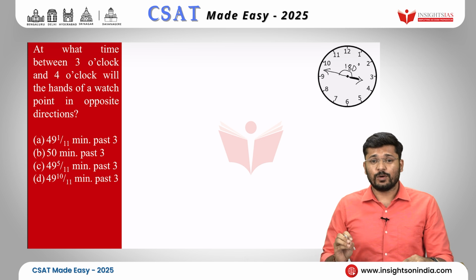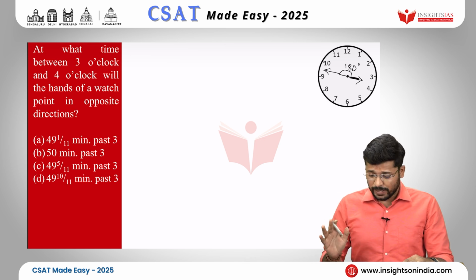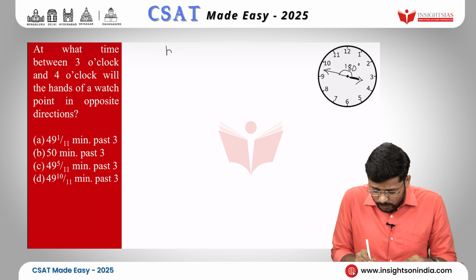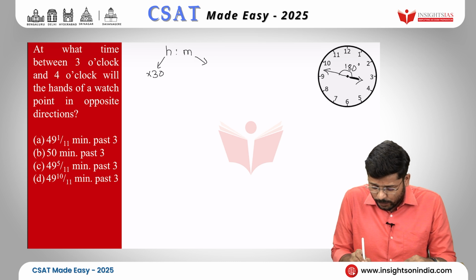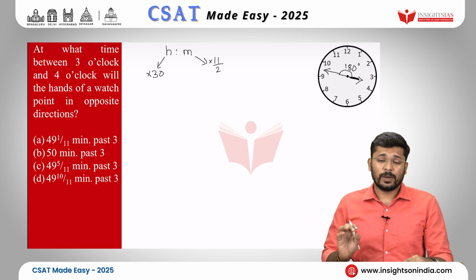Okay, how do we solve this question using this concept? It is very simple. We know that at any given time, if you multiply h by 30 and m by 11 by 2, you get the angle between the hour hand and the minute hand.